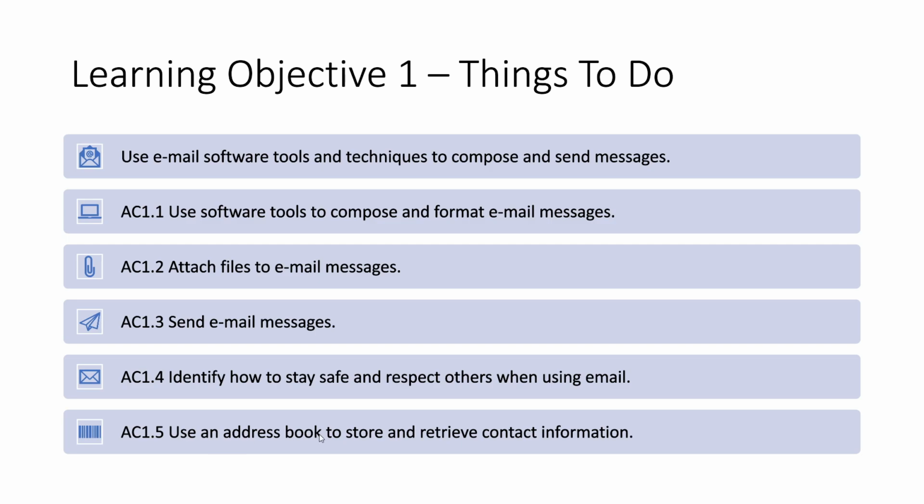1.5 says use an address book to store and retrieve contact information. Very, very similar to what we do on our mobile phones, where we simply have a contact list. And for example, I can go into my contact list and I can say mommy, and I can say daddy, and I can say sister 1, sister 2, sister 3. And those will be the details of the people I'm going to be emailing. It's the same for email.